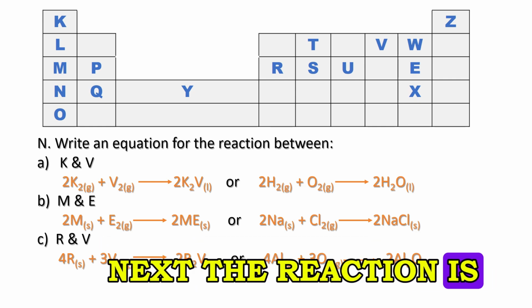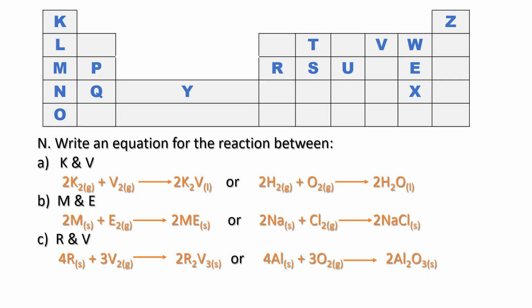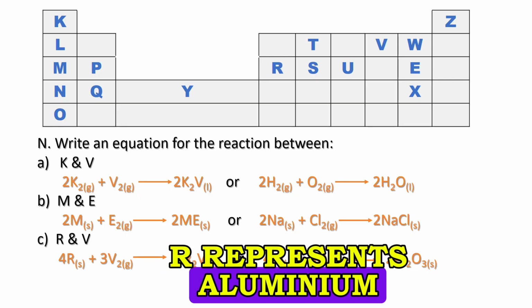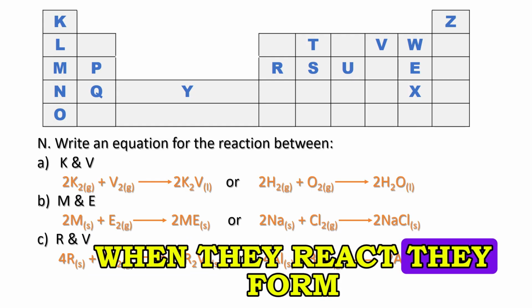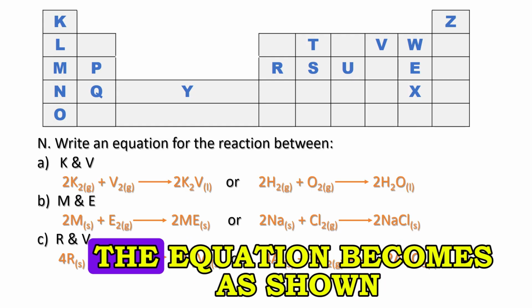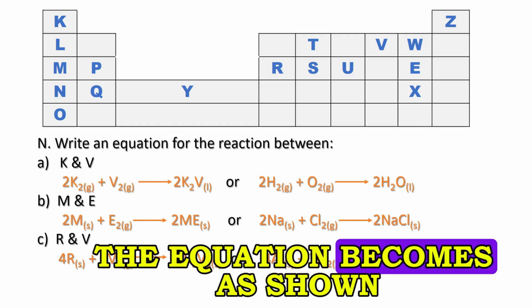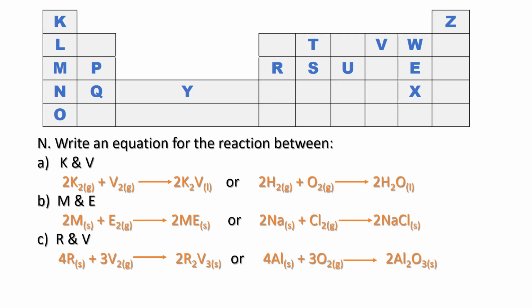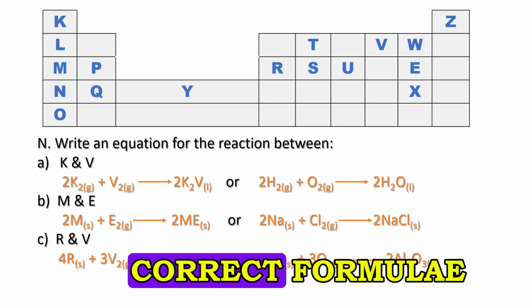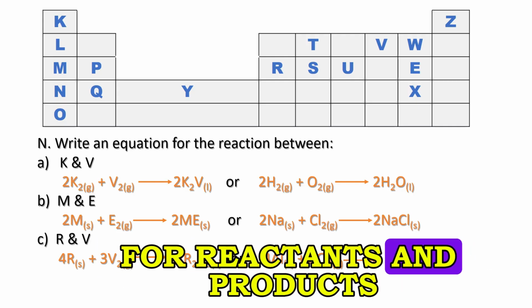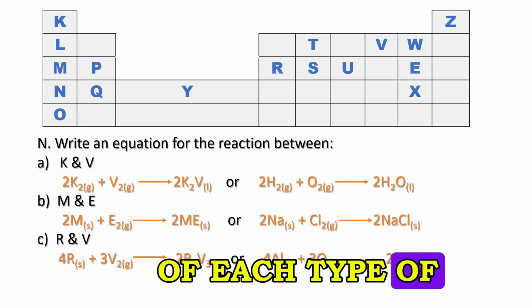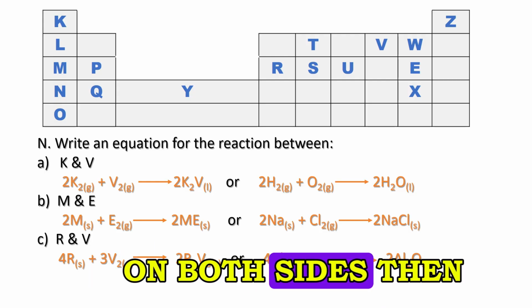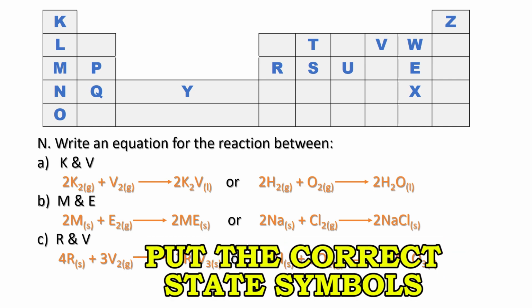Next, the reaction is between R and V. R represents aluminium. V represents oxygen, O2. When they react, they form aluminium oxide, Al2O3. The equation becomes as shown. Always remember to write correct formulae for reactants and products. Balance the equation so that the number of each type of atom is equal on both sides. Then put the correct state symbols.